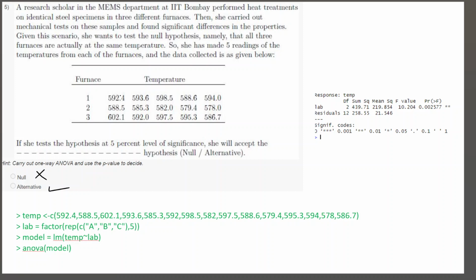So here in this typical problem, she has three furnaces. There is one, two, three, and in each furnace she has kept 5 samples for testing. In each furnace, she observed five temperatures, and she wanted to compare whether there is any variation or not. So the null hypothesis is that there is no difference, which means that it is perfect.